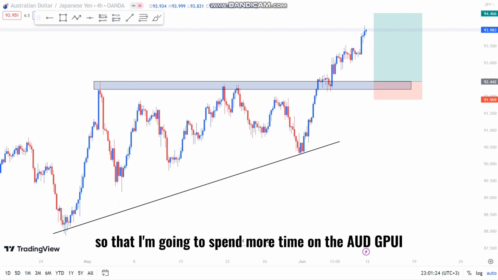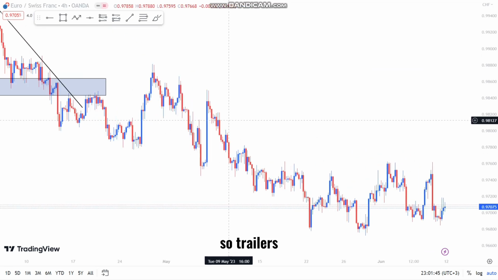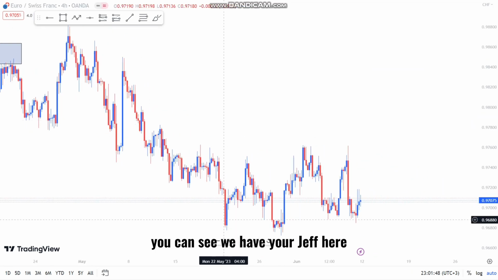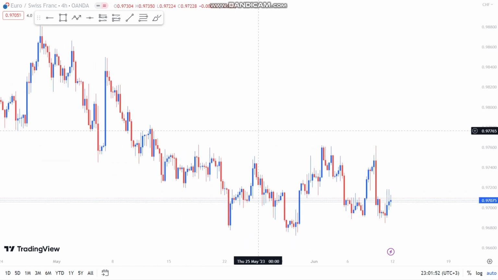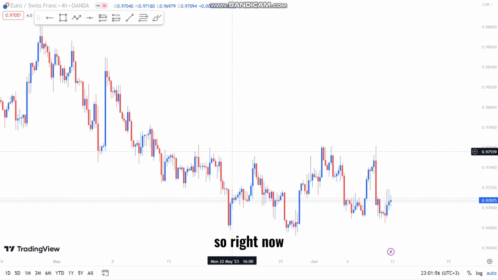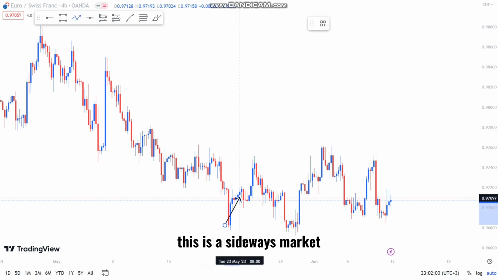So traders, I'm not going to waste any more time on the AUD JPY. Let me go straight to the Euro CHF trade. So traders, you can see we have Euro CHF here. The forex market is very easy. We have 3 components of market structure: the uptrend market, downtrend market, and the sideways market. Right now what you can see is the sideways market, traders. You can see this is a sideways market.